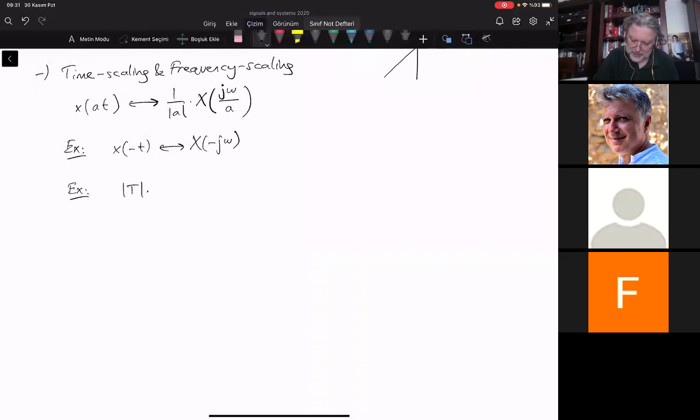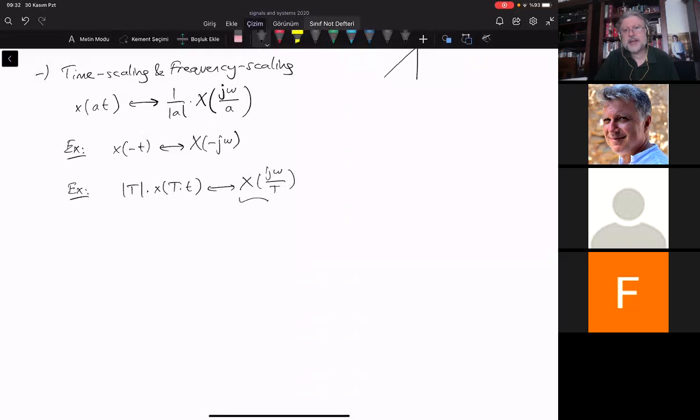Capital T times x of capital T times t. So I'm not only scaling the time with a capital T, but I'm also multiplying with the magnitude of capital T. That would clearly give you capital X of j omega over capital T. I'm giving you this expression so that you can find the inverse Fourier transform of the time domain scaled signal.